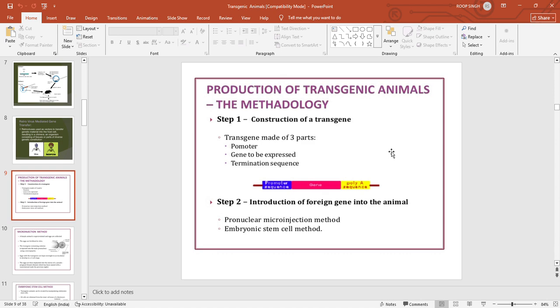So these are the various steps for production of transgenic animals. The first step is the important construction of a transgene. For constructing a transgene, one has to select the gene of interest, any foreign gene, under the control of a suitable promoter which will be expressed in that particular animal. Then this gene has to be introduced. The pronuclear microinjection method or the embryonic stem cell method are commonly used for introduction of the gene.